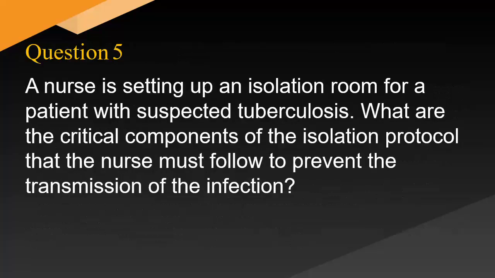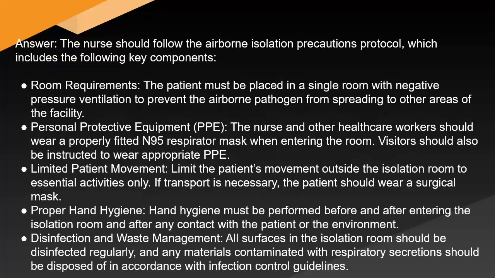A nurse is setting up an isolation room for a patient with suspected tuberculosis. What are the critical components of the isolation protocol that the nurse must follow to prevent the transmission of the infection? Answer: the nurse should follow the airborne isolation precautions protocol, which includes the following key components. Room requirements: the patient must be placed in a single room with negative pressure ventilation to prevent the airborne pathogen from spreading to other areas of the facility.